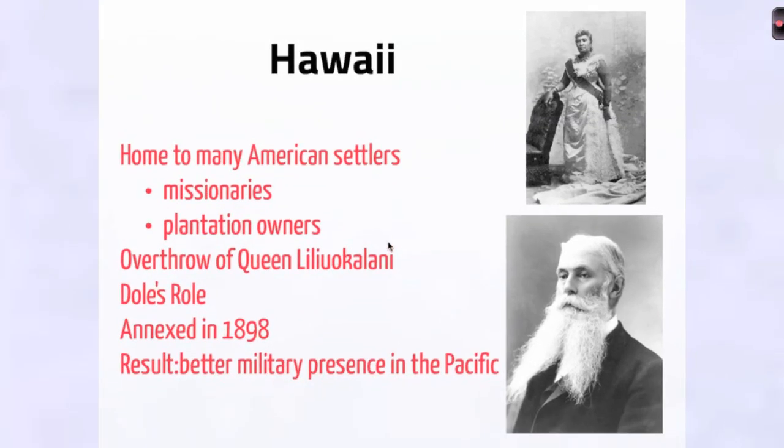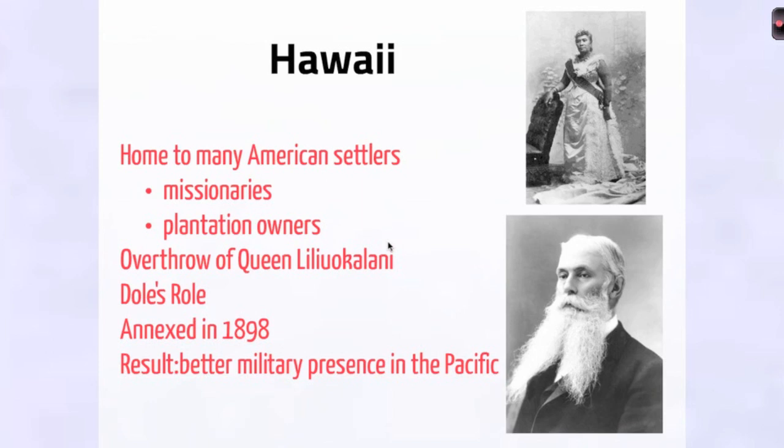Another controversial event that has to do with imperialism during this time is going to do with Hawaii and how we got Hawaii. Hawaii was its own country. They had a queen, Liliuokalani. I like to call her Queen Lili for short.